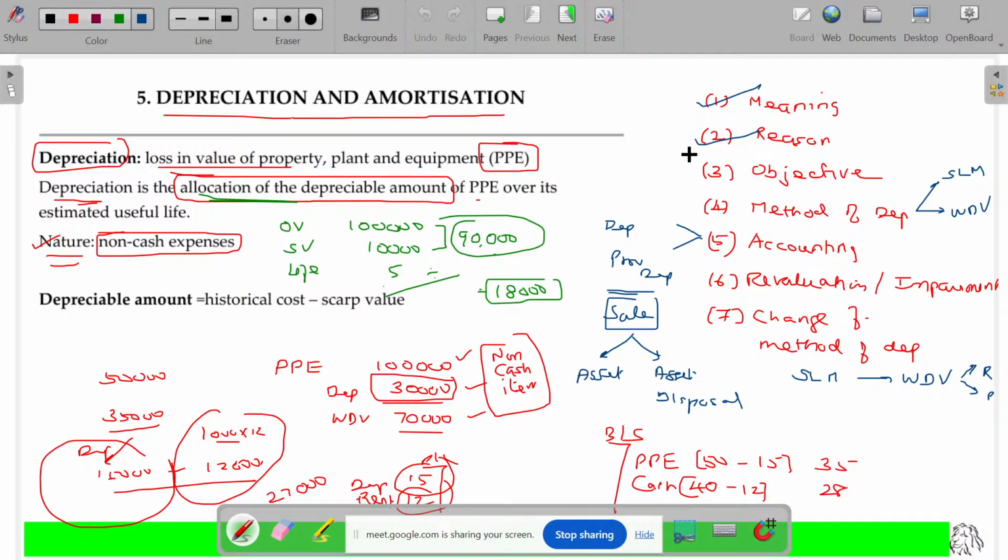So we have completed 2 aspects. One is meaning: depreciation is nothing but value loss, the loss of value of the assets. Next, if I ask you why the asset's value is lost, we have the reasons: physical wear and tear, effluxion of time, obsolescence, dilapidation, depletion, and all these are the reasons for depreciation. Clear?